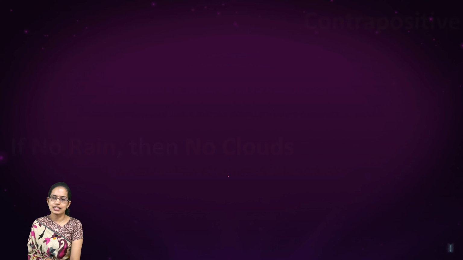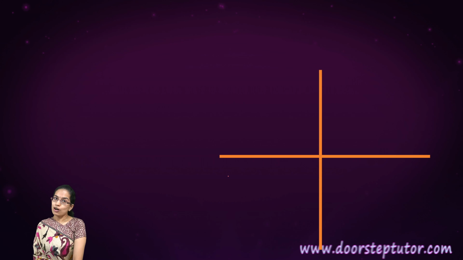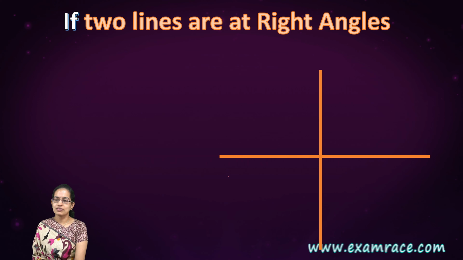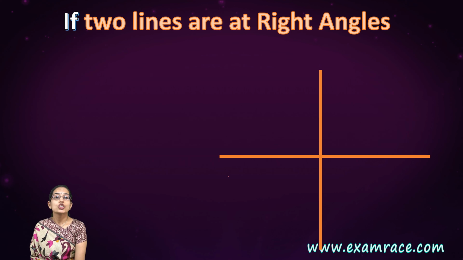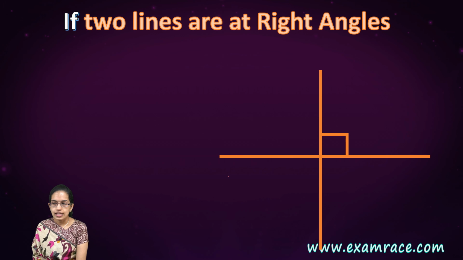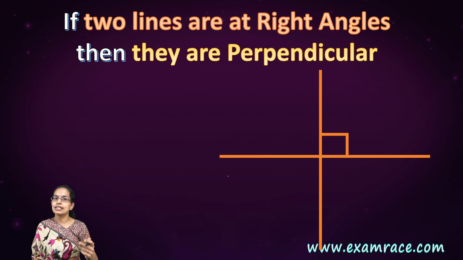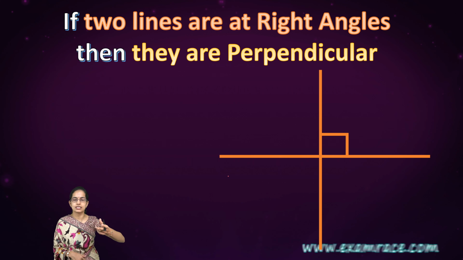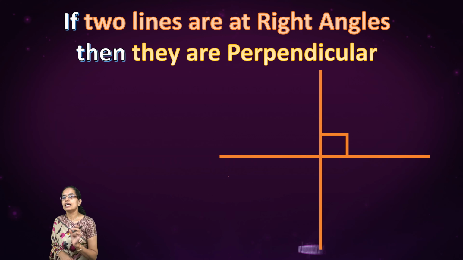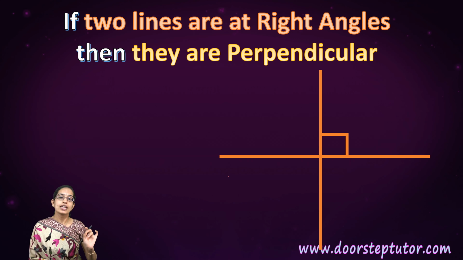The next further interesting concept is the biconditional. Now, biconditional, how do we understand it? We understand it with a simple logic. If two lines are at right angle, then they are what? They are perpendicular. Now, as I said, I switch the two phrases that are there, and I say, if two lines are perpendicular, then they are at right angle.